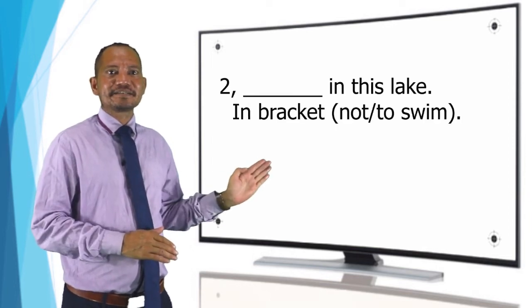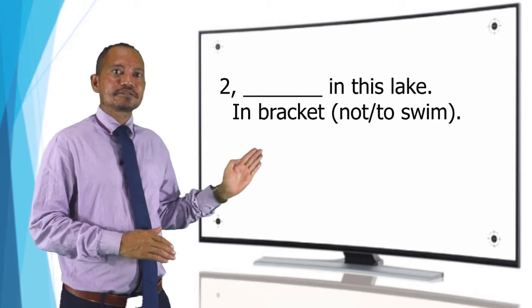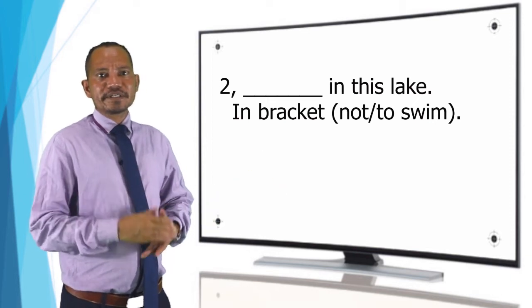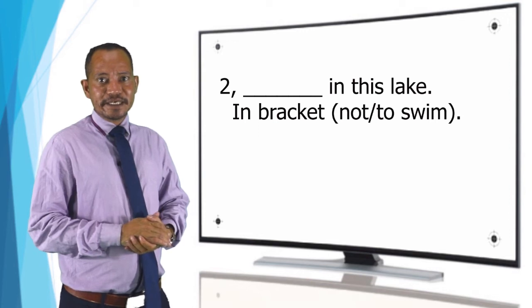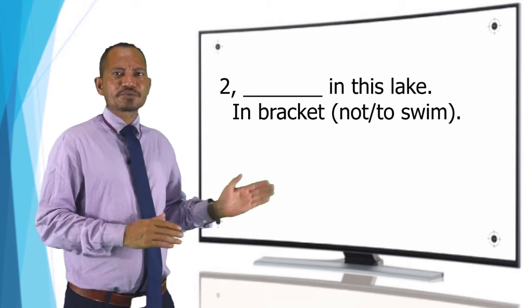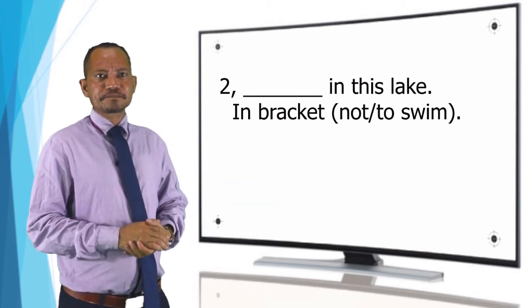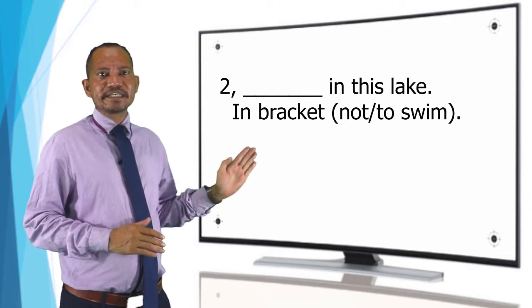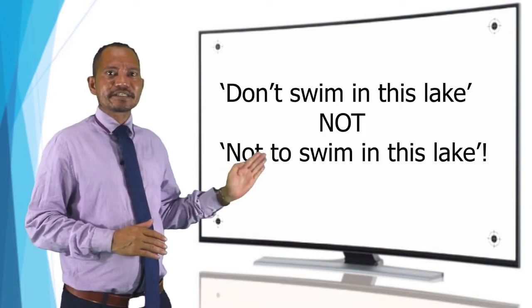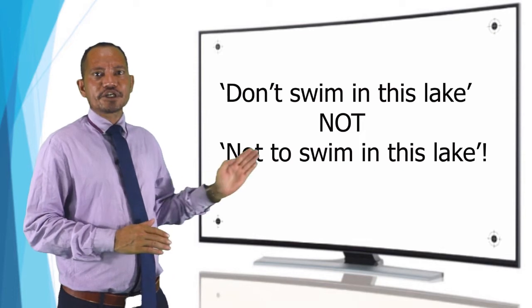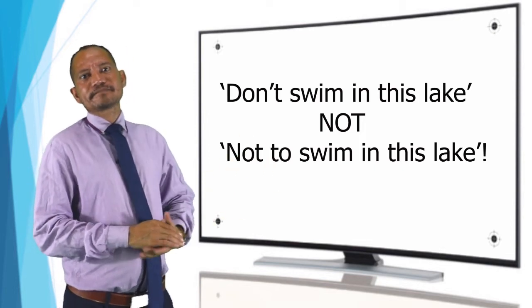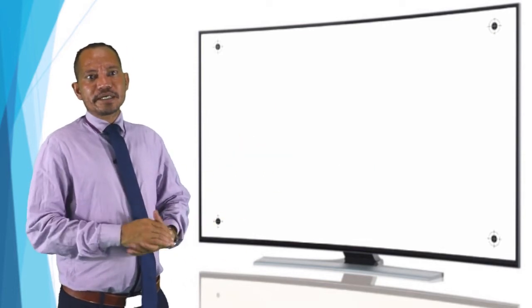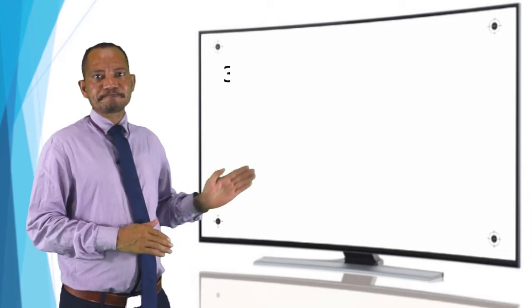In this lake, in brackets, not to swim. Now, is it not to swim in this lake or don't swim in this lake? Alright, we have got it. It is don't swim in this lake, not to swim in this lake. Well done. Now let's come to exercise number 3.